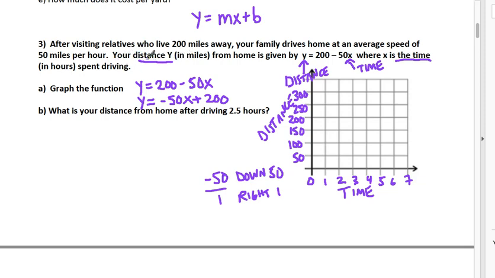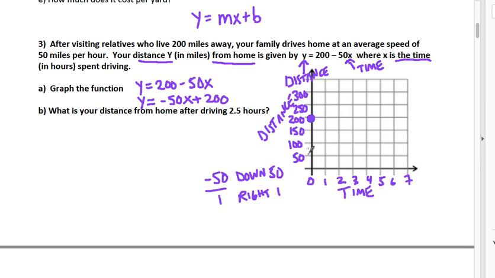Okay. Oh, and the other thing to remember is that the y-axis represents your distance from home. And it looks like, since our slope is negative, our line's going to be going down, so our distance is going to be decreasing. So it looks like we're driving back home, not driving away from home.